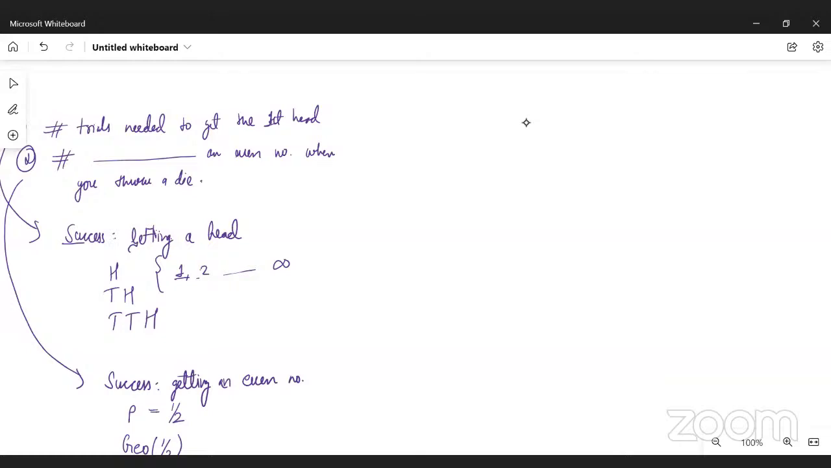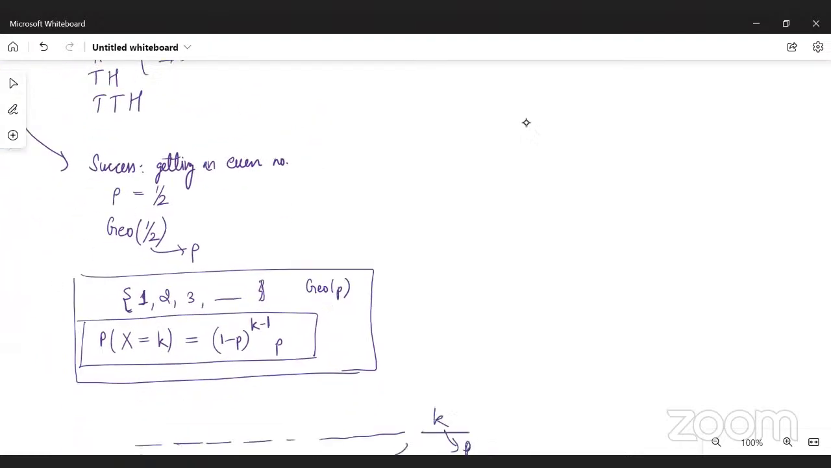We are just saying on what trial you get the first success. We don't know on what trial you're going to get the first success. It can be on the first trial, or the second, or the third, or it can go till infinity. So we don't know what my actual n is. Say I get my first success on the kth trial. What is the probability of getting my first success on the kth trial?